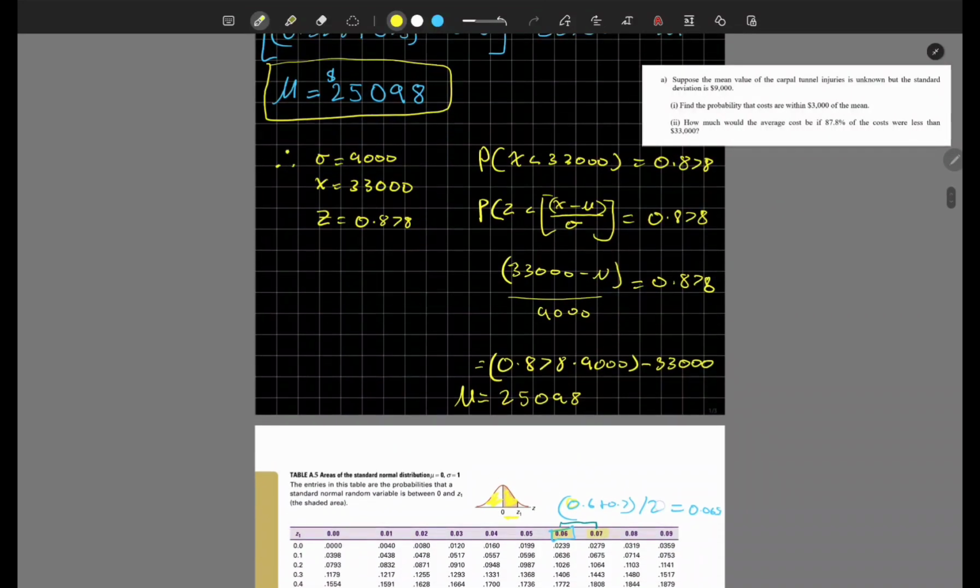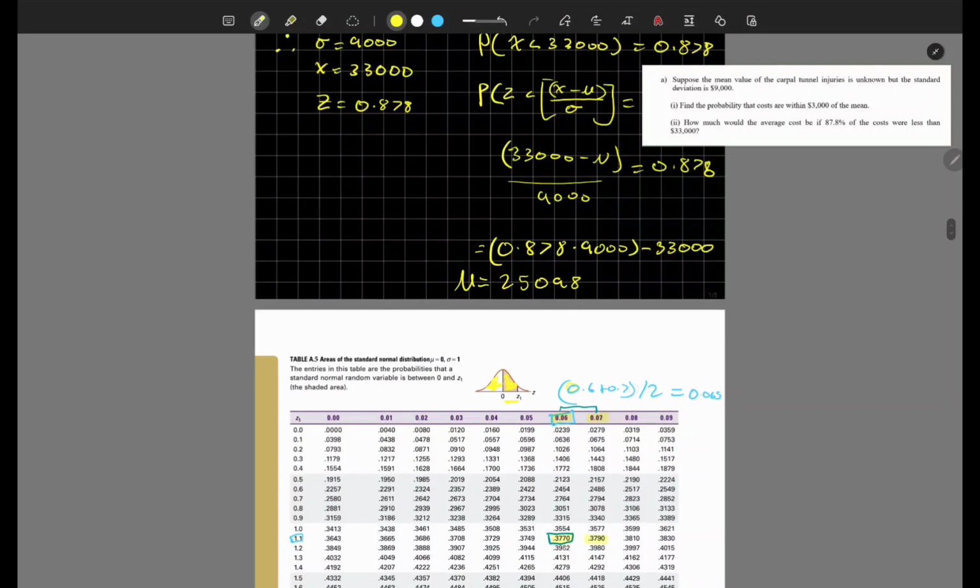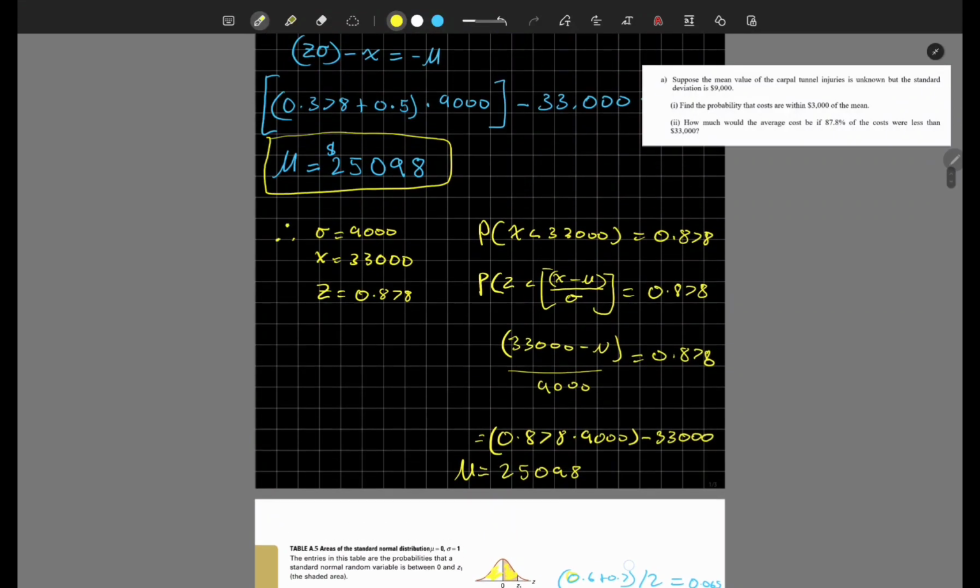So that's a quick way to do it if you plug in the formula and rearrange. But given our Z table, we had to find it in the Z table, average them, and add that to 0.5 in order to fulfill the rest of the probability. Otherwise you'd be cutting yourself short, and you can find the average through that.